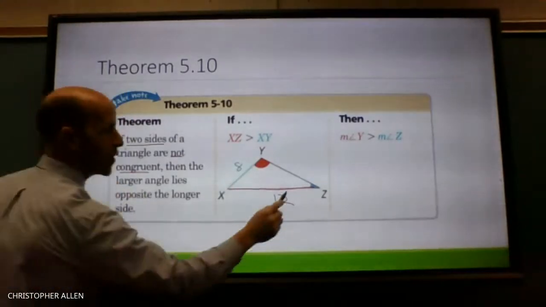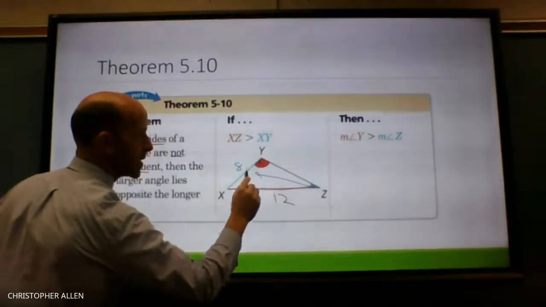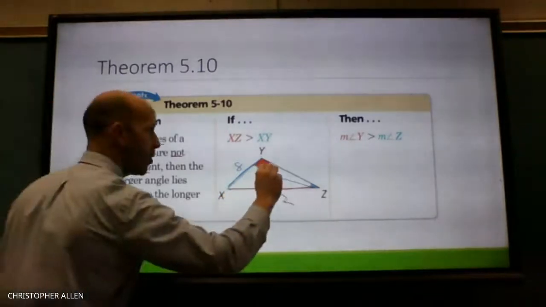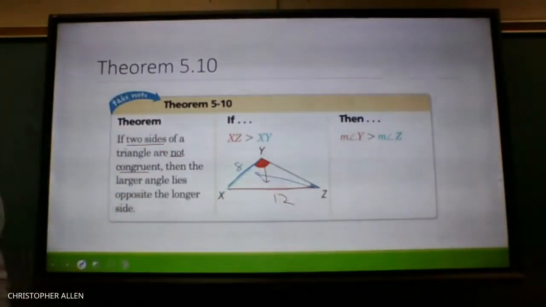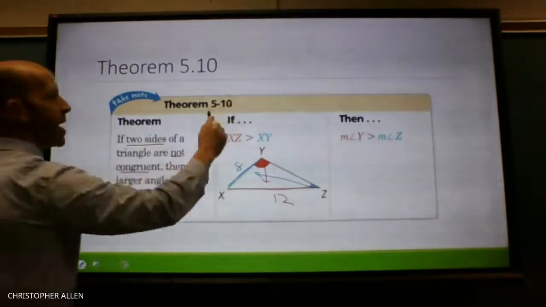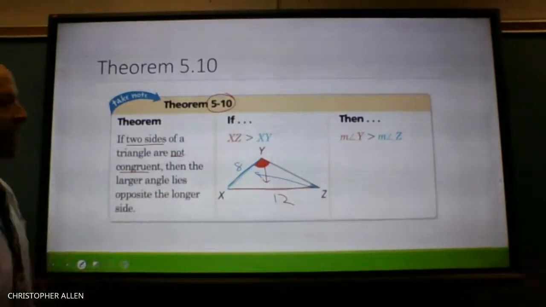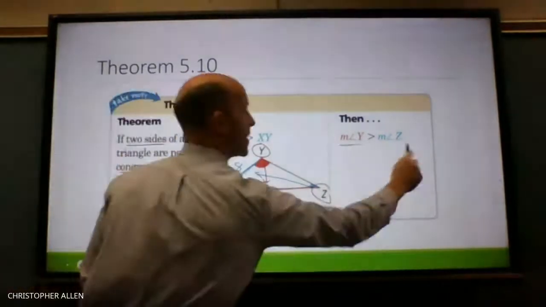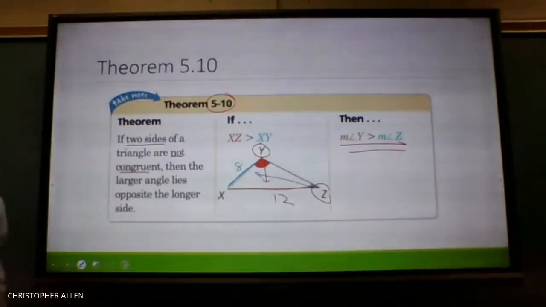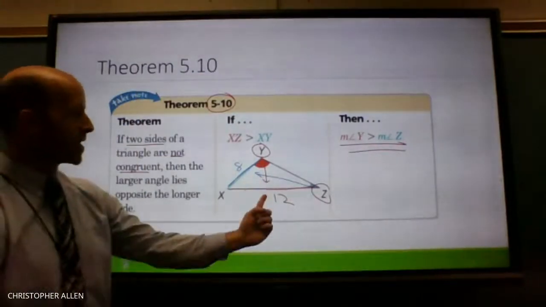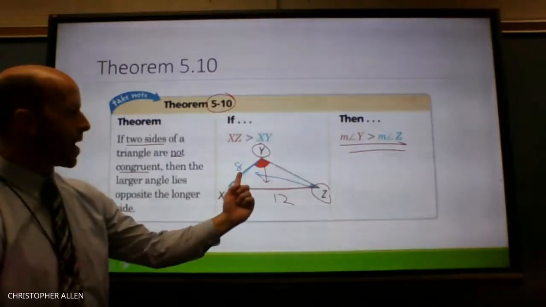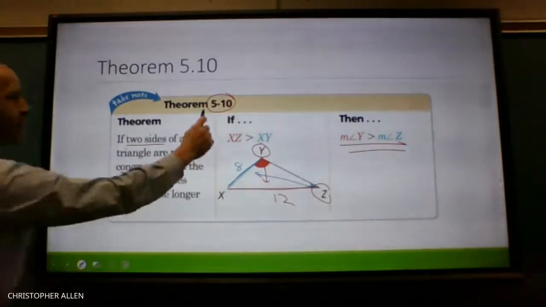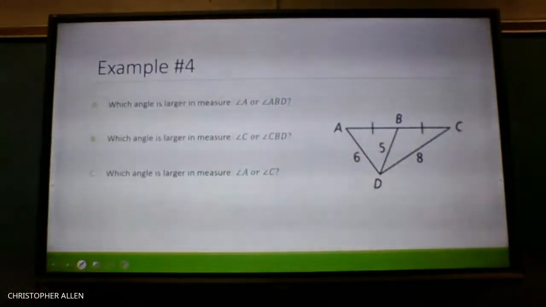Now, hopefully you can see that angle Z is across from 8, and angle Y is across from 12. So here's what this theorem, theorem 5.10, is saying. Since 12 is bigger than 8, then Y is bigger than Z. That kind of makes sense, don't you think? The opposite side's longer than this opposite side, so this angle has to be greater than that angle.